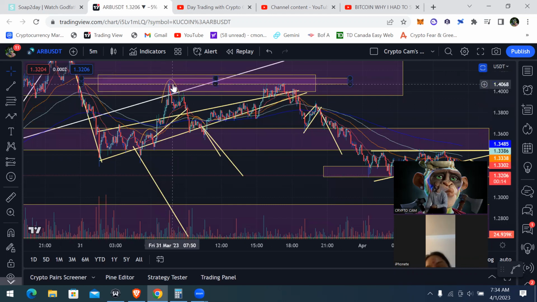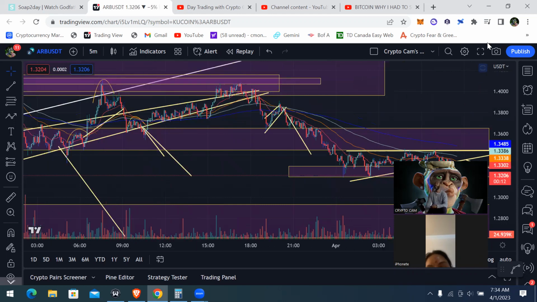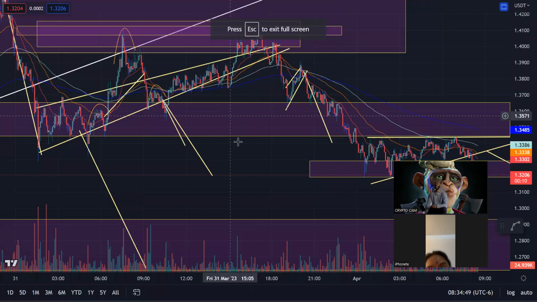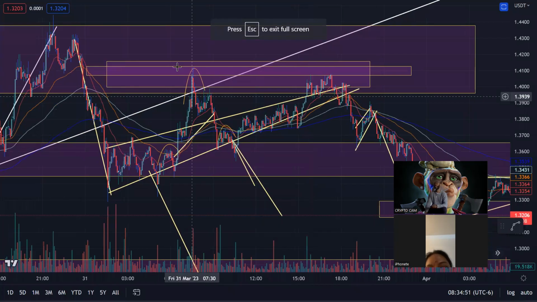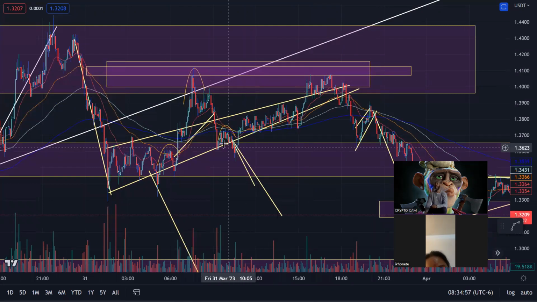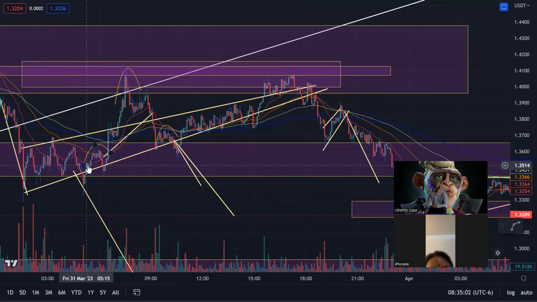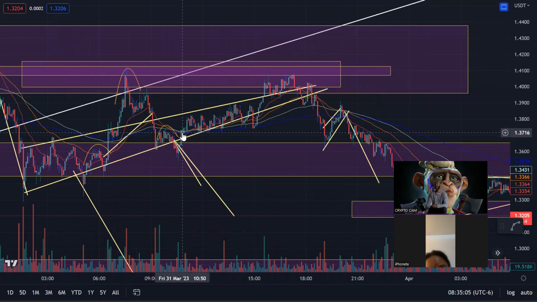And then this forms like this peak. So this peak, if I zoom in on it, is going to be considered the head, right? So you have the left shoulder, you have the head, and then right here, you can see it doing the exact same thing as it did previously, right? So this is the actual right shoulder of the head and shoulders pattern. So left shoulder, head, right shoulder.